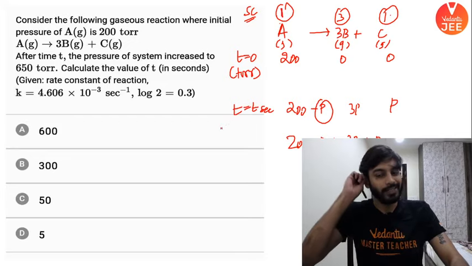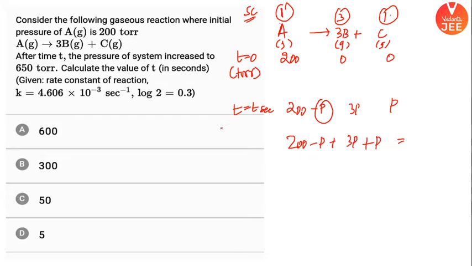I hope everyone is getting the picture. So when you do this, it has been mentioned that after some time the entire system pressure was 650, right? From here, can we find P? Now why have I done this? Because now they are taking this question and making it a question of chemical kinetics.